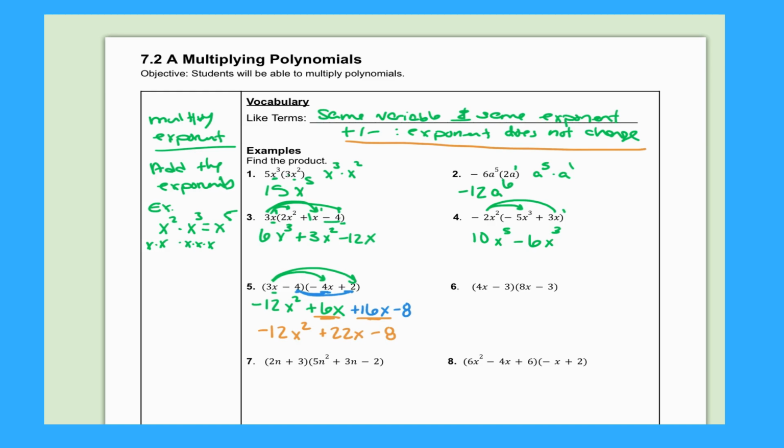And those are the only ones that are like terms because they're the only x to the first powers. So then that would be our final answer. I did my multiplying, combined any like terms.